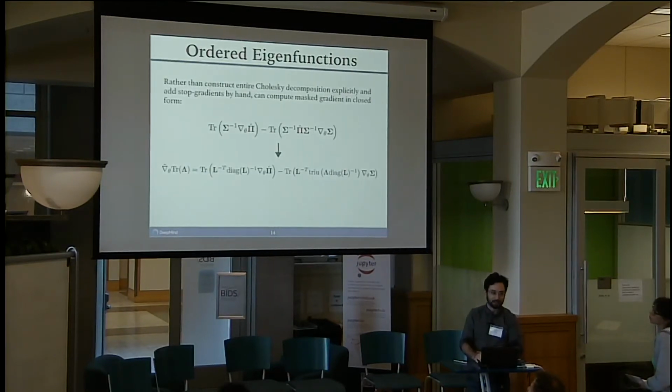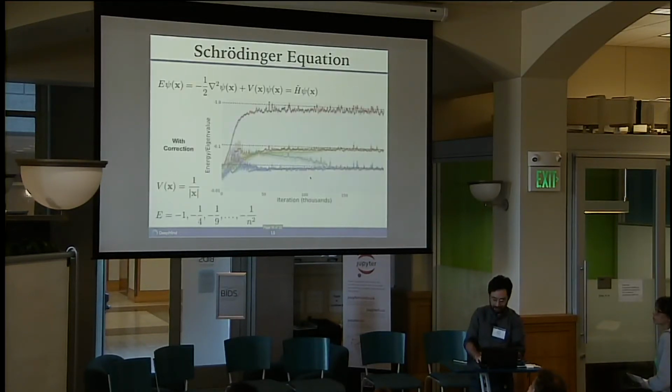And rather than having to write out an entire Cholesky decomposition in PyTorch or TensorFlow and put in stop gradients by hand, you can actually compute this entire mask gradient for this entire matrix in closed form. So you don't have to understand the exact form here, but just know that this can be implemented in a few lines of code and plugged into your favorite automatic differentiation package.